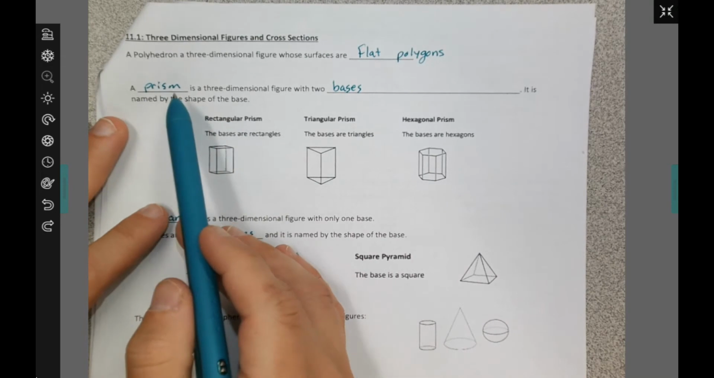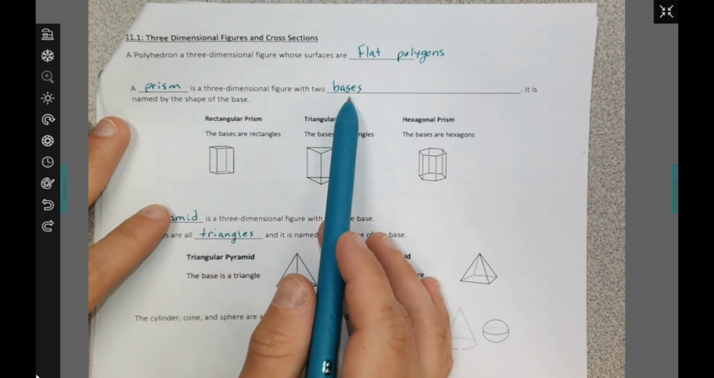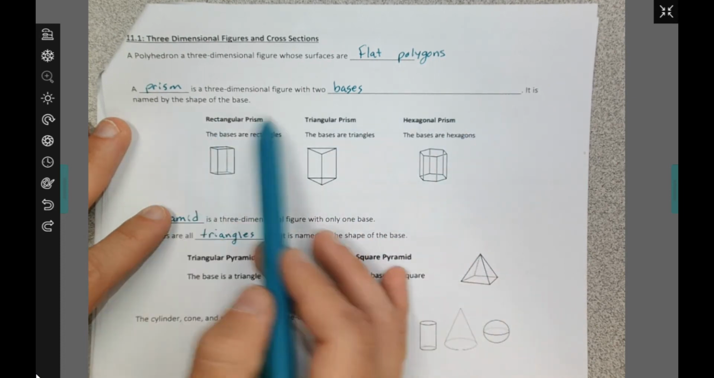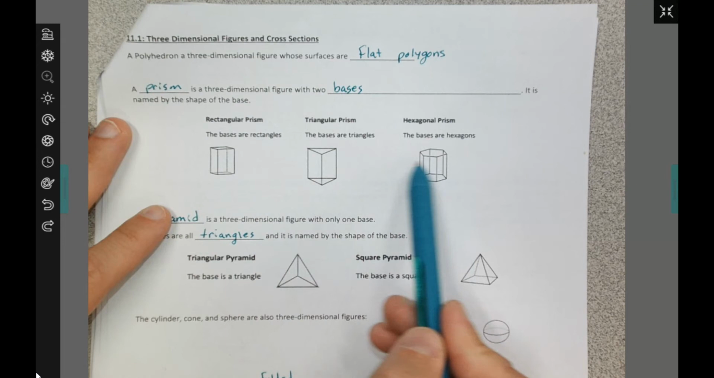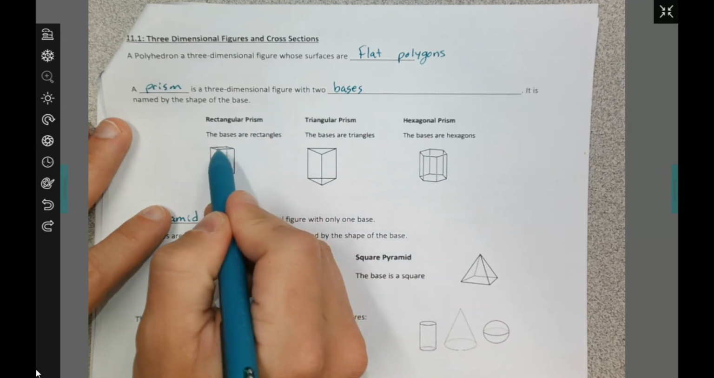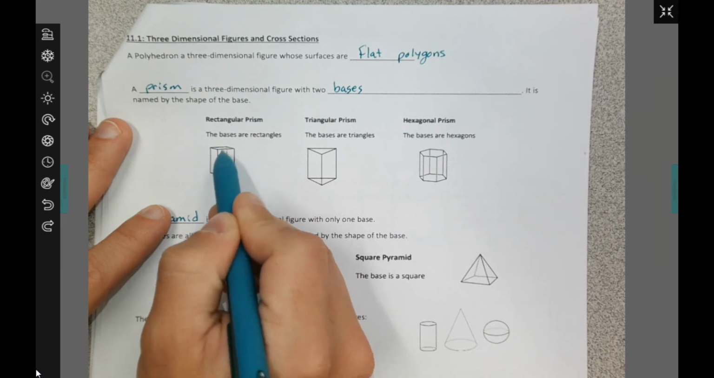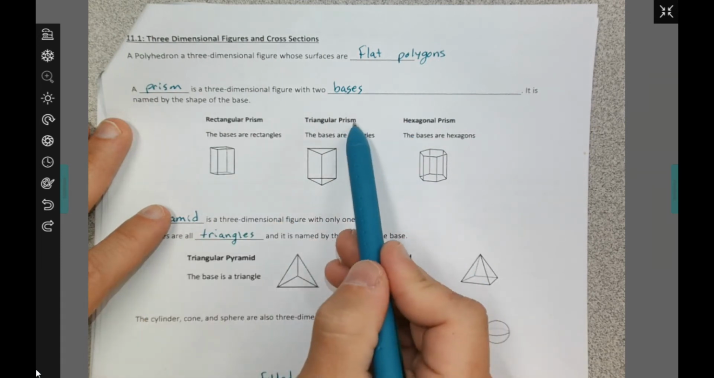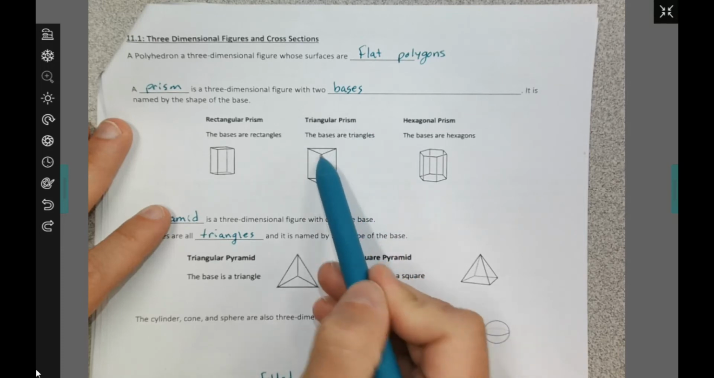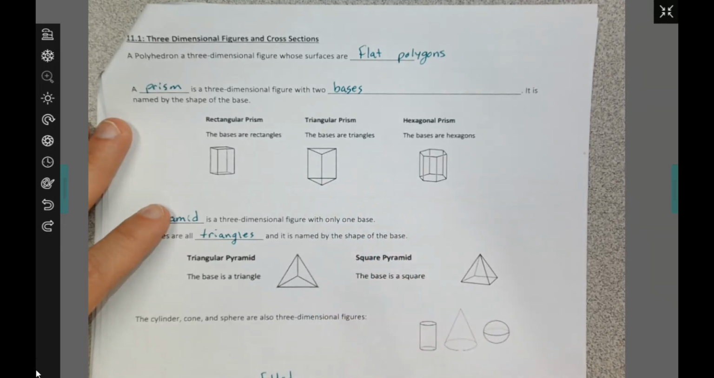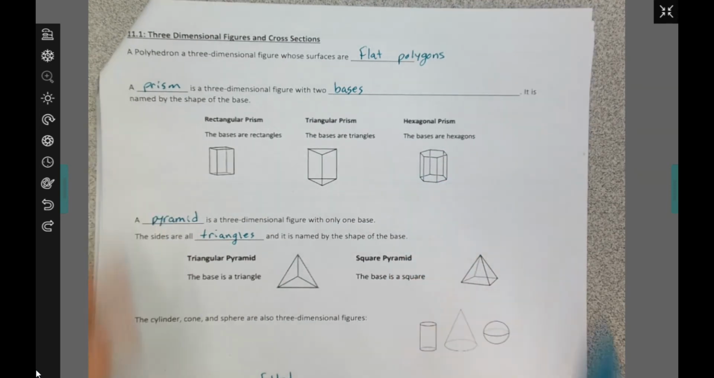Special ones are going to be known as prisms. So prisms are going to have two bases, and then it's classified by the shape of the base. So you look at these three pictures down here. I have a rectangular prism, so my top and bottom, my bases, are rectangles, and then we have sides that just connect them going up. A triangular prism has bases that are triangles, and then again you have rectangles going up building the sides. And then a hexagonal prism is one where the bases are hexagons. So prisms have two bases and they are classified by the polygon that makes the bases.